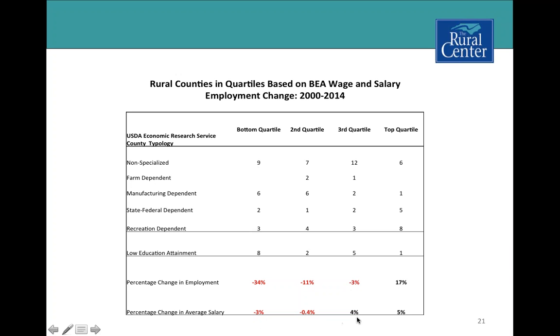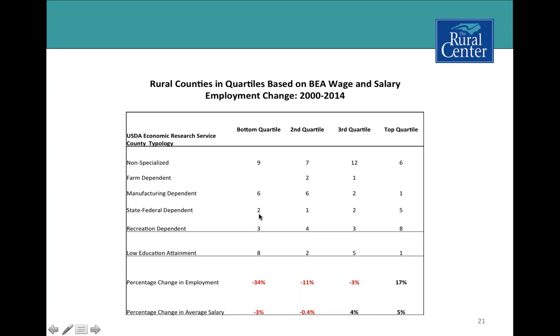0.4% in the second, 4% growth in the third quartile. Interesting, we still had a little bit of employment decline in the quartile, but we saw some income growth in it, and then 5% growth in average salary in the top quartile that also saw the strong percentage change in employment. Okay, so what's interesting to note here is that in the bottom 2 quartiles, we saw a higher concentration of manufacturing-dependent counties.